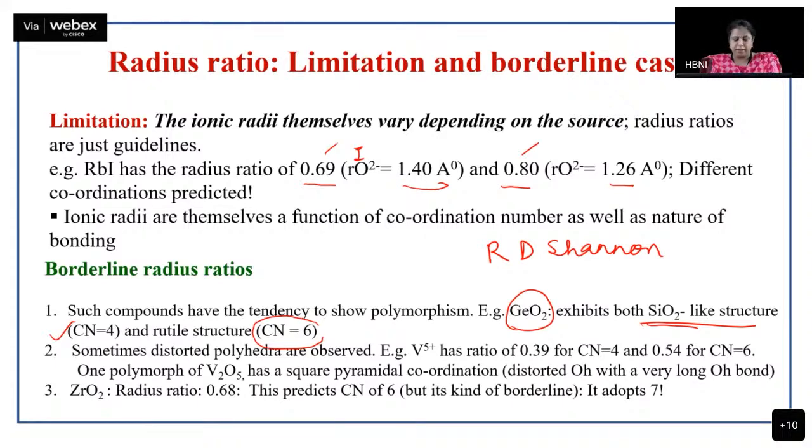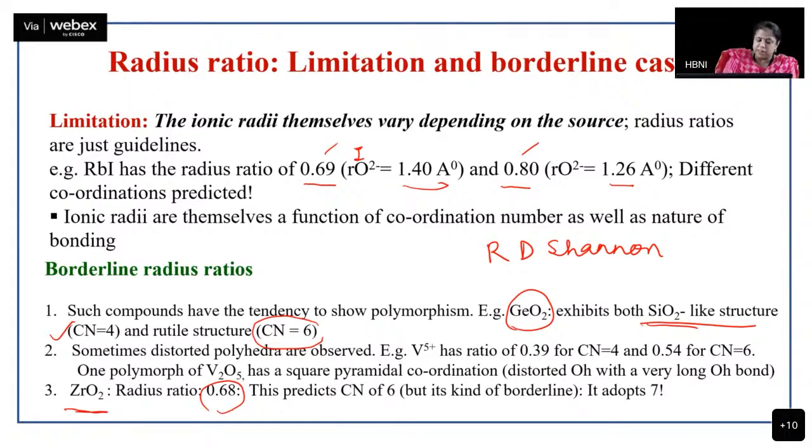Then similarly ZrO2. Now this is one compound that many of us work with. It's a highly technologically useful compound. Its radius ratio is 0.68. For going to cubic, actually you have to have 0.732. So it is kind of borderline. As I told you, there is a range. I cannot decide right at 0.73 that no, I have to jump to this side.